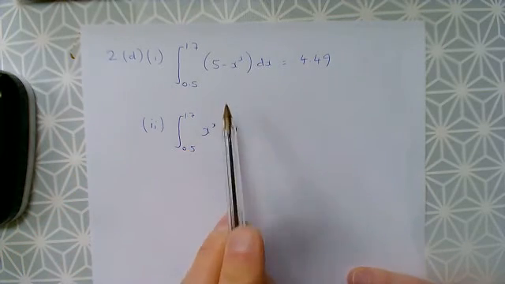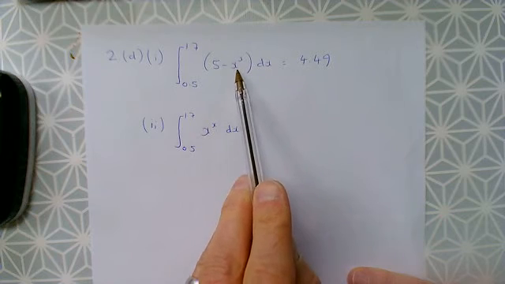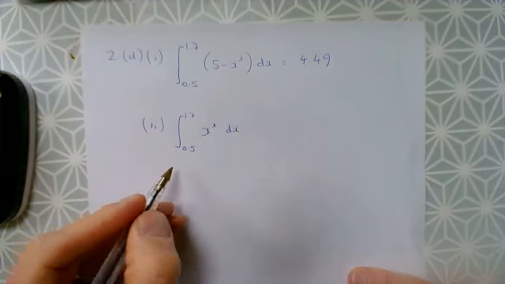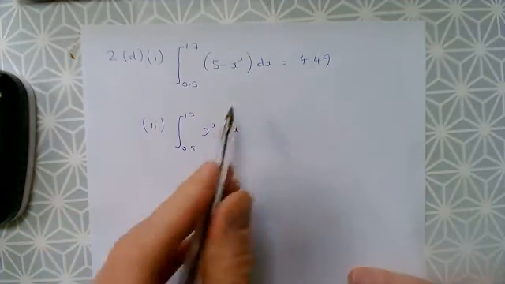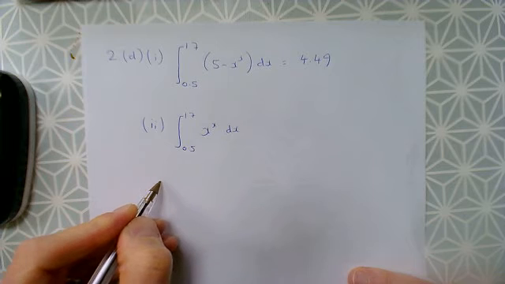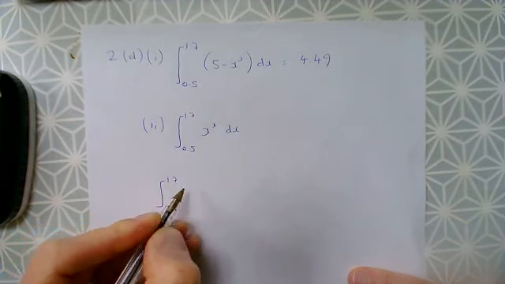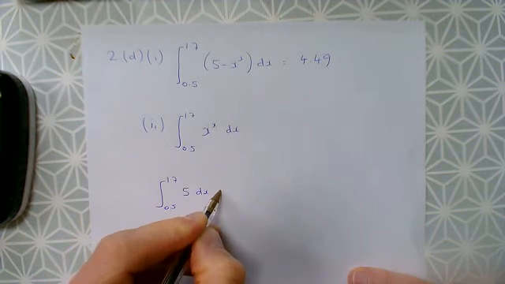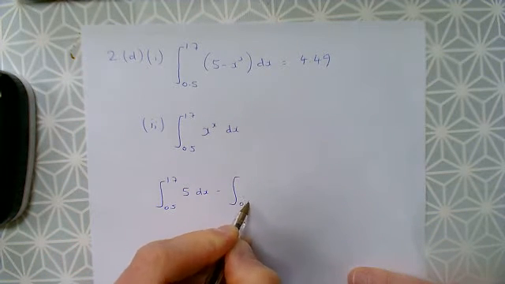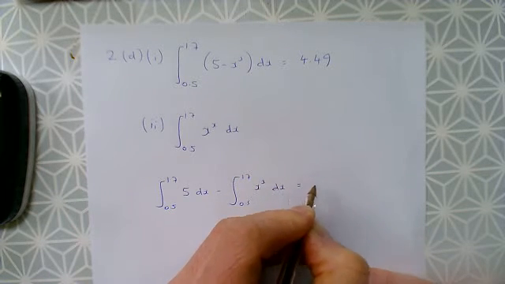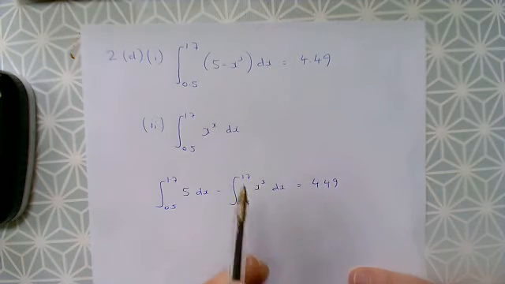So the trick here was to spot the link between the two. So you can see that there's obviously an x^x in the original integral. So if I consider this first integral here from D part 1 and I split it into two parts, I could say that the integral between 0.5 and 1.7 of 5, minus the integral between 0.5 and 1.7 of x^x, equals 4.49. So essentially I've just broken up this integral from D part 1 into two separate parts.